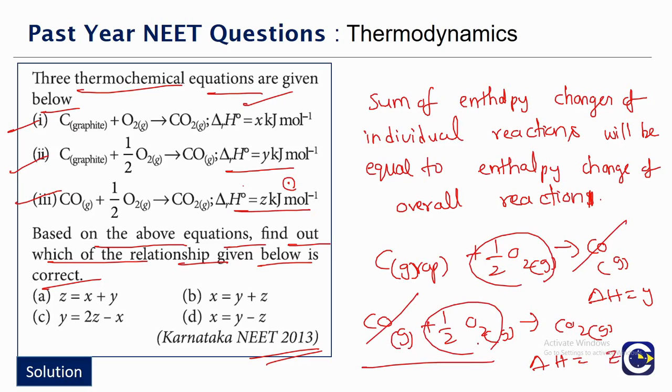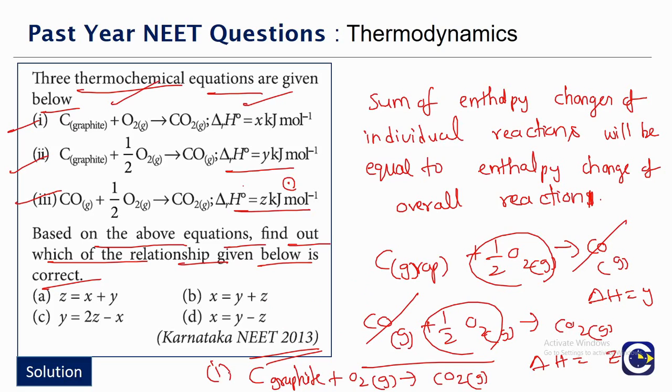Half O2 plus half O2 is how much? O2. Okay, so what will come? Carbon graphite plus O2 gas gives rise to, on the right side, what will come? CO2 gas. This is our equation 1. Look, it is equation 1, which means what? When we add the second equation and third equation, that is giving us the first equation.